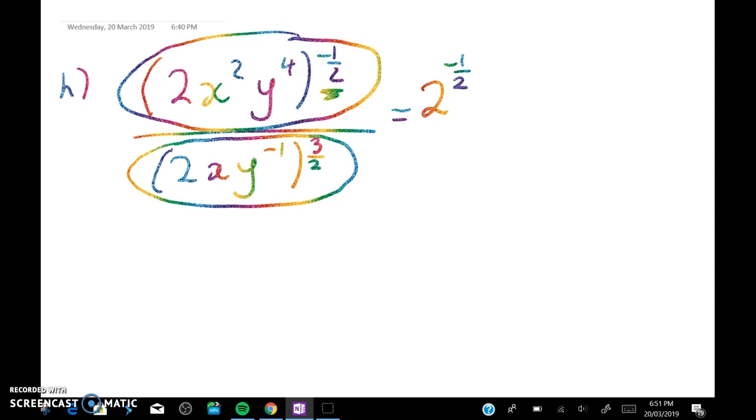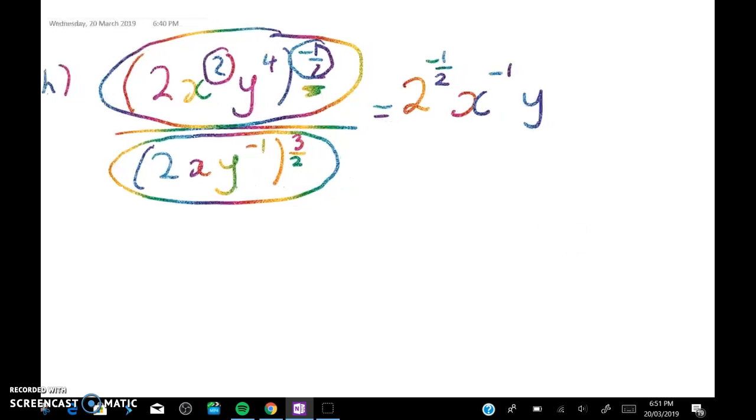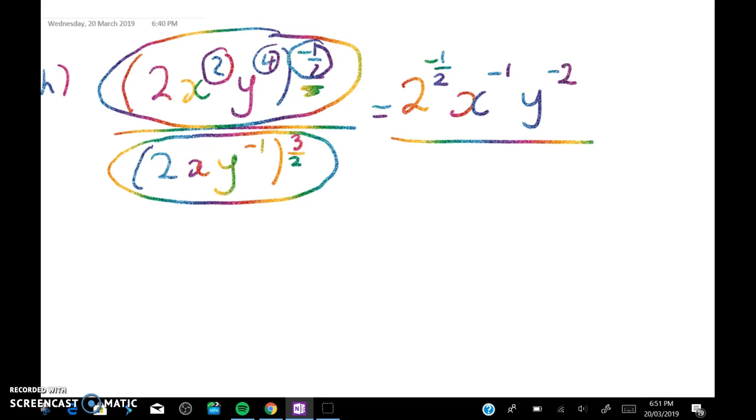So I get 2 to the negative 1/2 times x to the power of 2 times this. So 2 lots of negative 1/2 gives me negative 1. And then I've got y to the power of 4 times negative 1/2. So here, this gives me y to the power of negative 2. And in the denominator, I've got 2 to the power of 3 over 2 times x to the 3 over 2 times y to the negative 3 over 2.